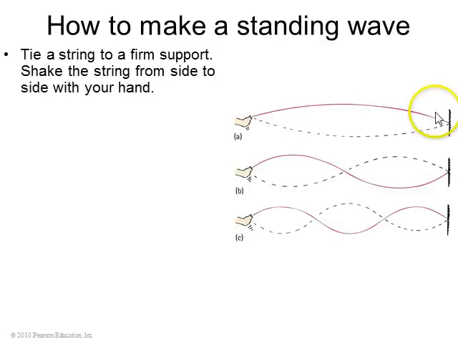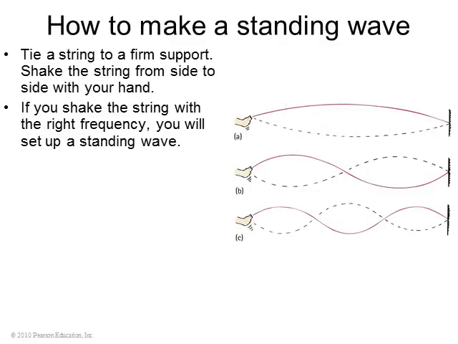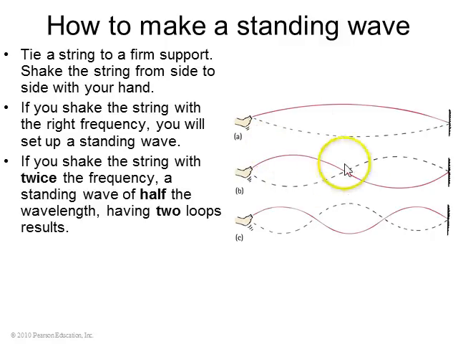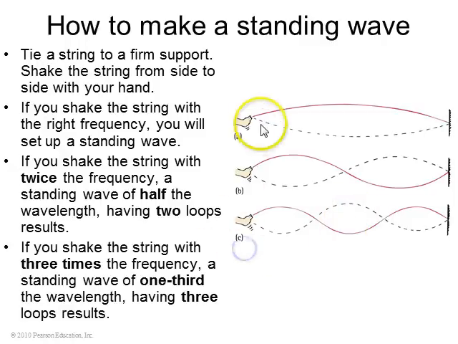How do you make a standing wave? Well, you just have to tie one end of the string and shake the other end, and this will create a big standing wave. If you shake that string with twice the frequency, you'll create another standing wave that has a node in the middle and two antinodes. If you shake the string with 3 times the original frequency, then you can set up another standing wave that has 2 nodes and 3 antinodes.